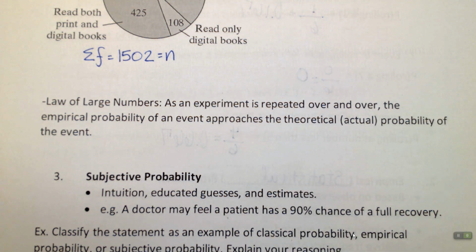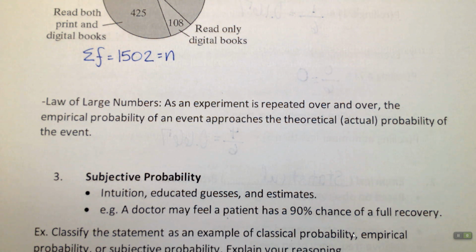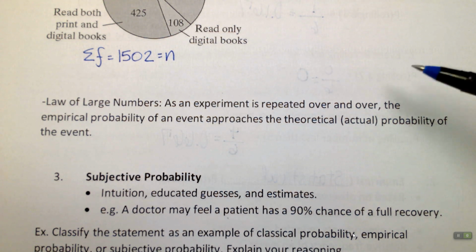So if I flip a coin 10 times, it's supposed to get half and half. I might get 6 and 4. But if I do it 1,000 times, I might start getting like 490 to 510. So it'll get closer and closer to each other the more you do that experiment.